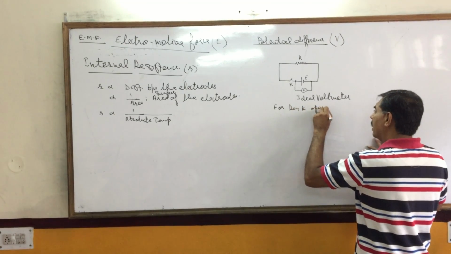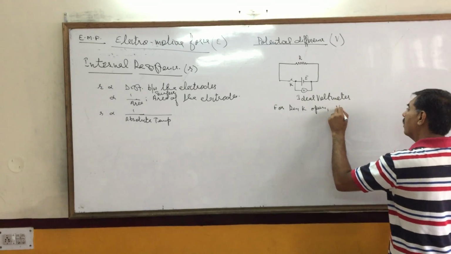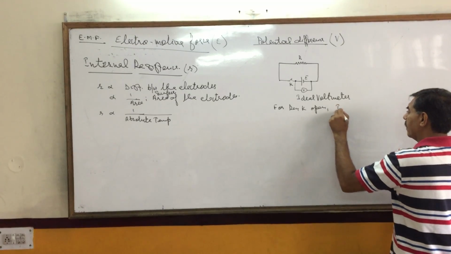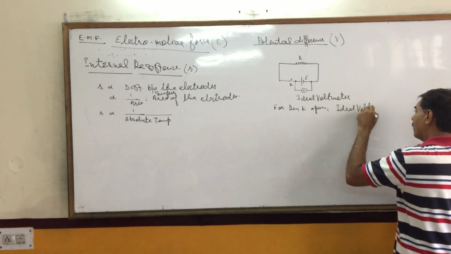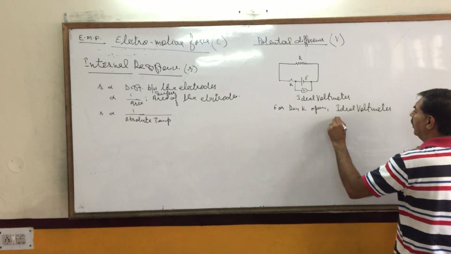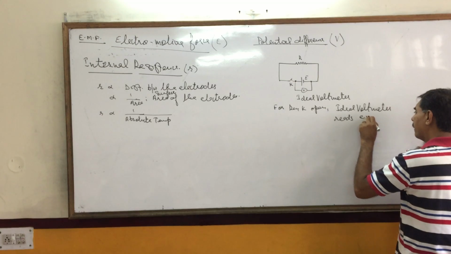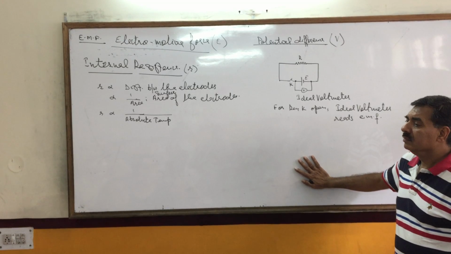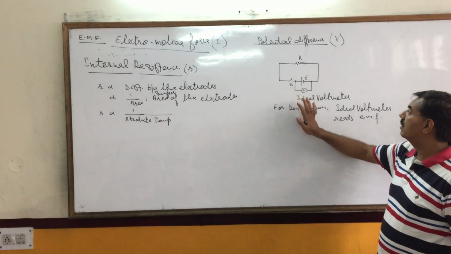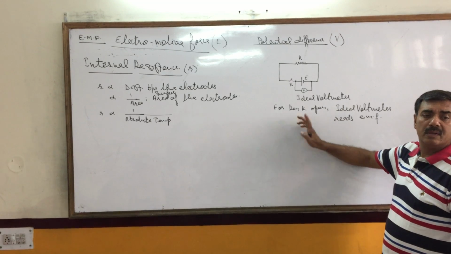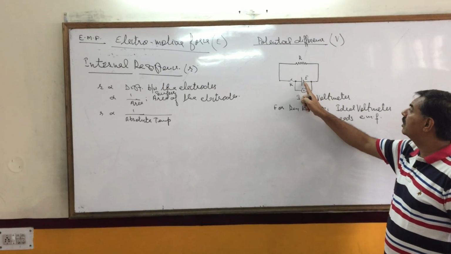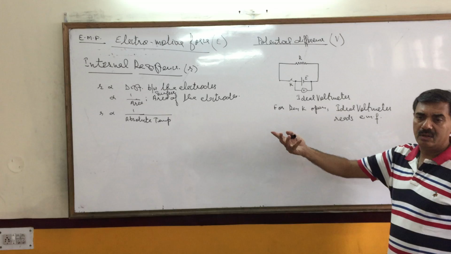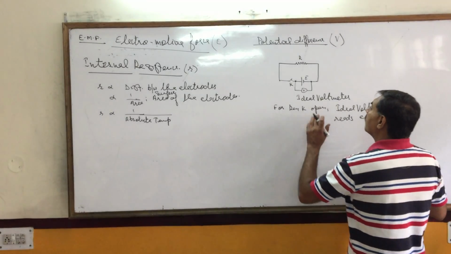For key open, the ideal voltmeter reads E, as there is no current in the circuit. This E is the potential difference between the electrodes of a cell when we are not drawing current. Okay.